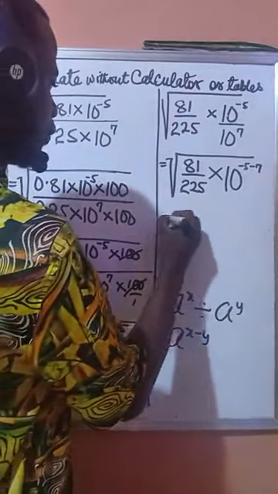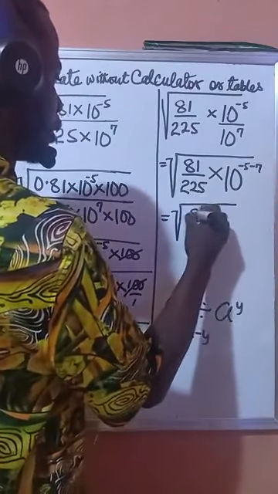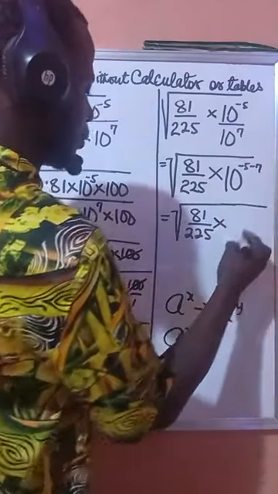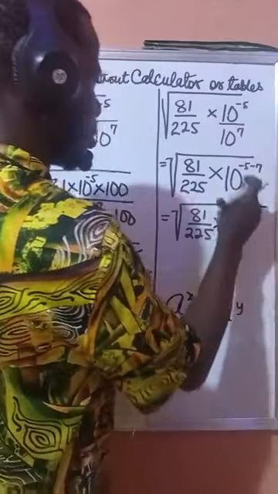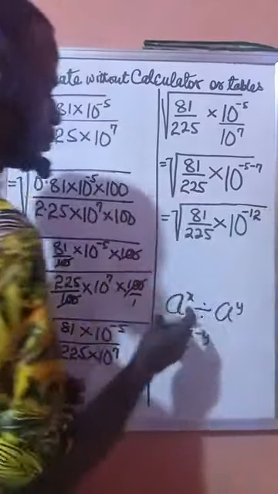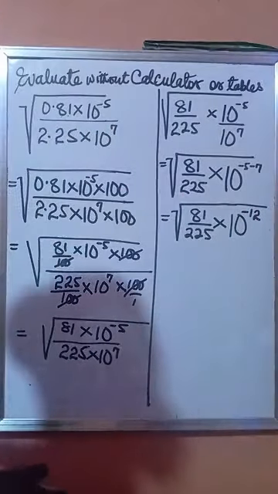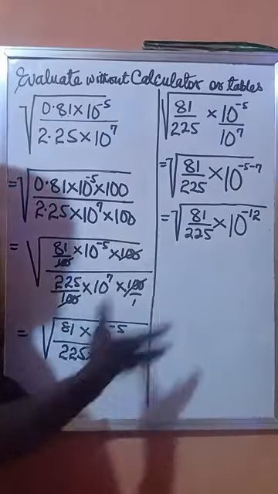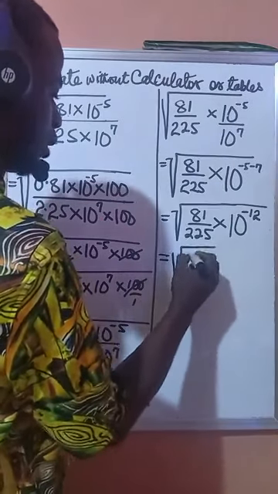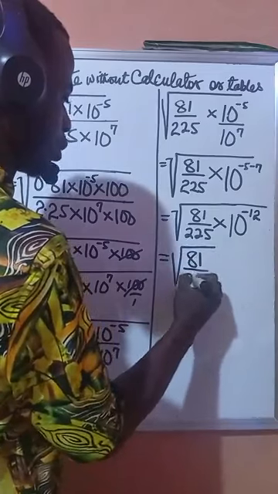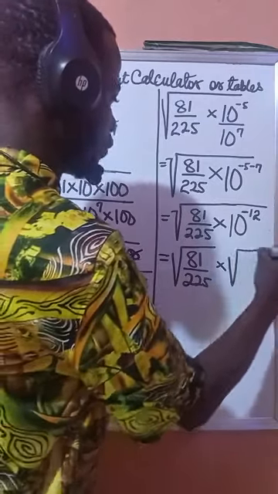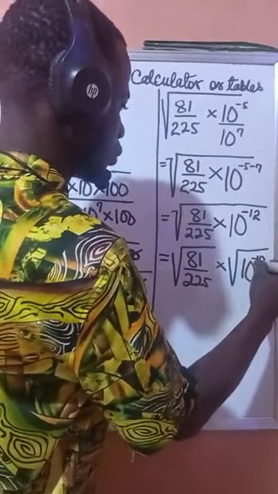Doing that, we will have square root of 81 over 225 multiplied by 10 raised to the power minus 5 minus 7, which is the same thing as minus 12. Now we can write this way. This will give us the square root of 81 divided by square root of 225 times square root of 10 raised to the power minus 12.